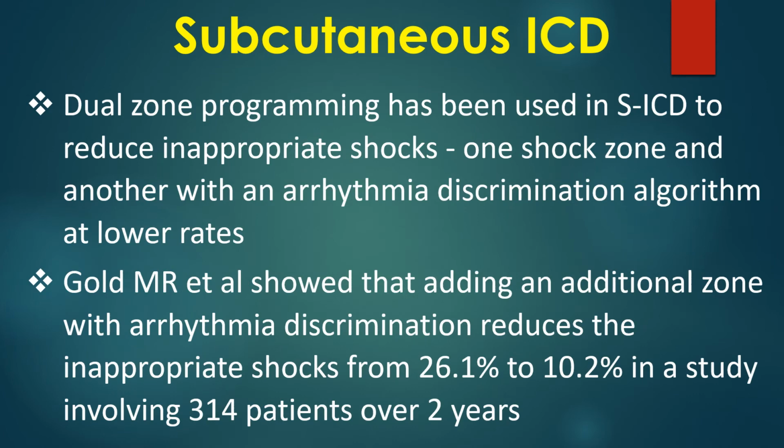Dual zone programming has been used in SICD to reduce inappropriate shocks. One shock zone and another with an arrhythmia discrimination algorithm at lower rates. Gold and Associates showed that adding an additional zone with arrhythmia discrimination reduces the inappropriate shocks from about 26.1% to 10.2% in a study involving 314 patients over 2 years.